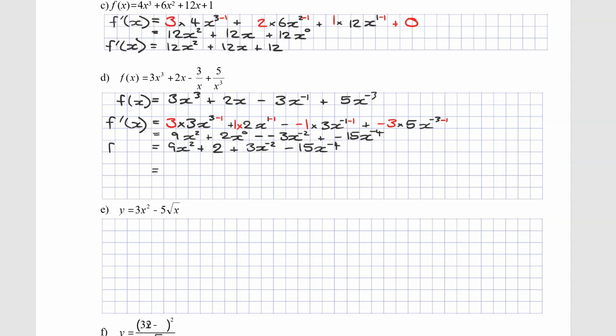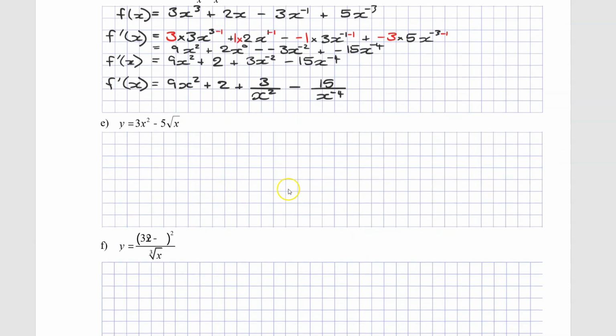And we could leave that as our definition for f dash of x, or if we want to write it in a similar form to what we saw up here, then we can write it as f dash of x equals 9x squared plus 2 plus, then downstairs it's an x squared and upstairs it's a coefficient of 3, take 15 over x to the negative 4, like so. And thus we are done.